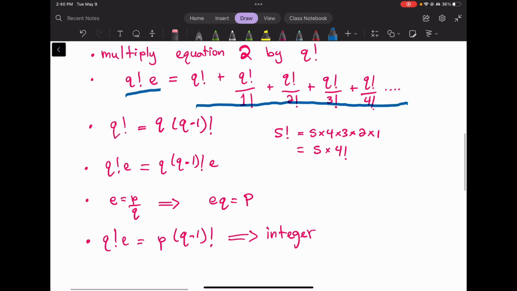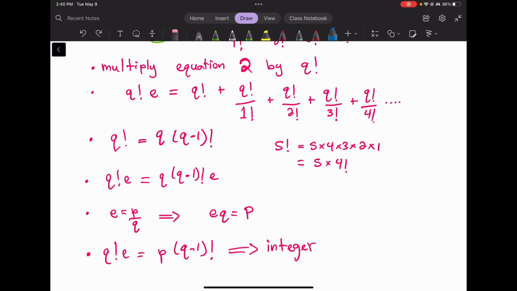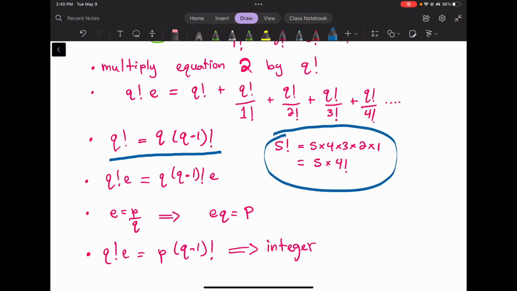Now, we are going to rewrite Q factorial as Q times Q minus 1 factorial. So if you look over here on the right, I'll circle this right here. Just to explain what I did there in case it doesn't make sense, we know that 5 factorial is equal to 5 times 4 times 3 times 2 times 1. Another way of writing that is that 5 factorial is equal to 5 times 4 factorial. So that's what we did here with Q factorial. Q factorial is equal to Q times Q minus 1 factorial.